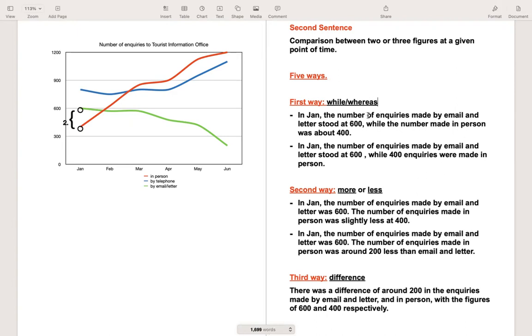Are you clear? There's only one condition here. There should be a little bit of difference. If it's 600 and it's 590, rather than using "while", I would have used "and", not "while", because then it's not a comparison, it's the same value. So I use "while" when there is a bit of difference. There should be some difference. If it's nearly the same, don't use "while", use "and". So is it clear? Does anyone have a doubt in this first sentence? No, sir. Okay.